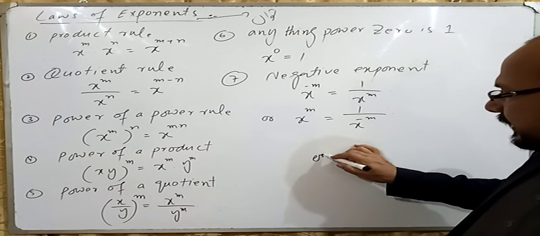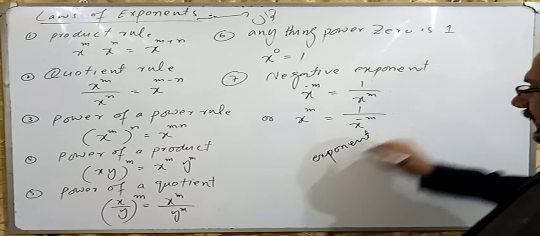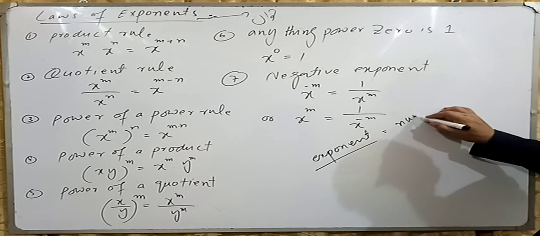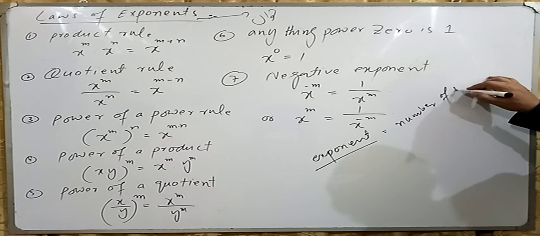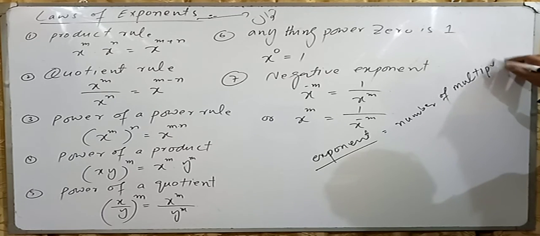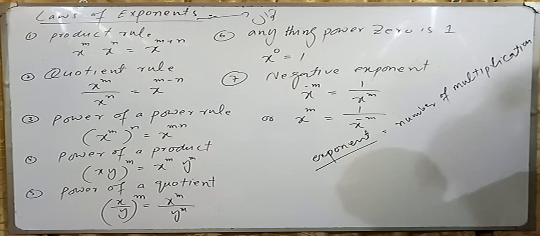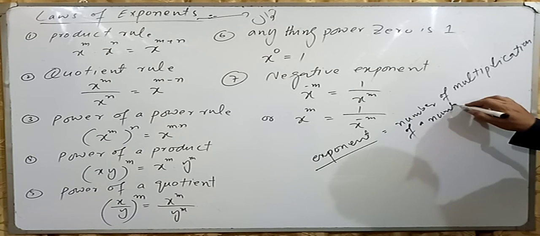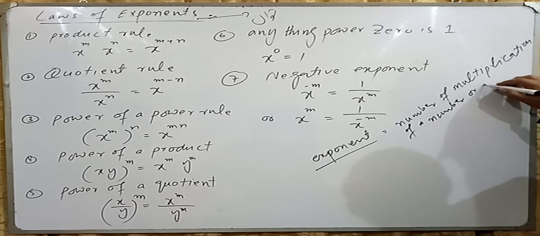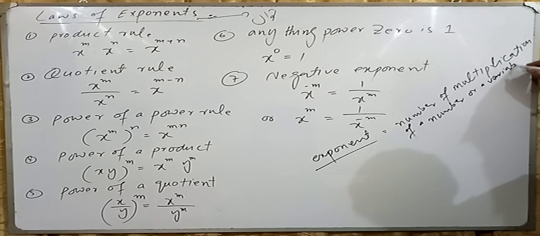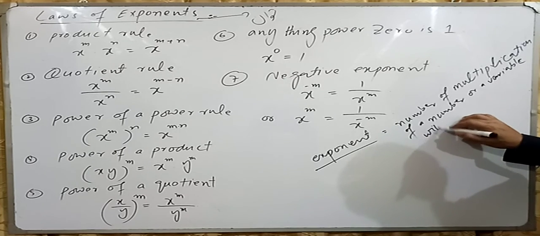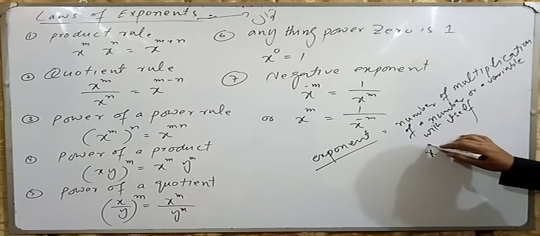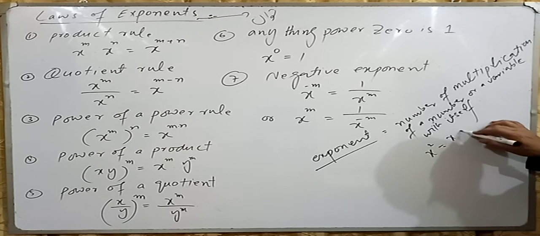So exponent basically shows the number of multiplications of a number or a variable with itself. For example, x power 2 means x multiplied by x.